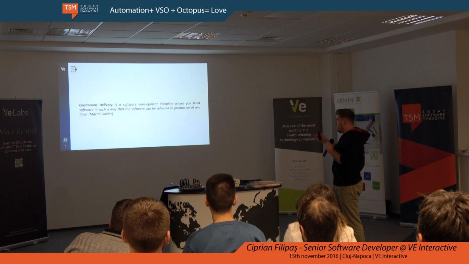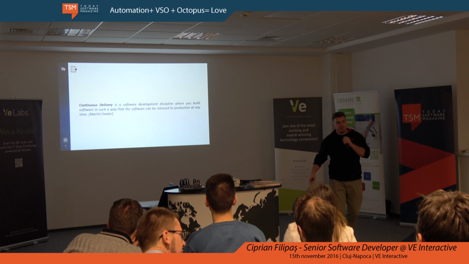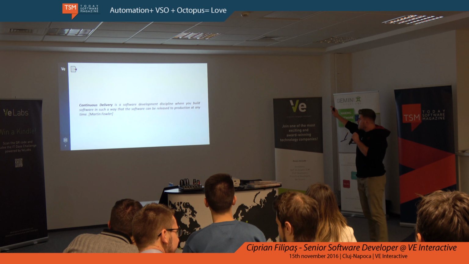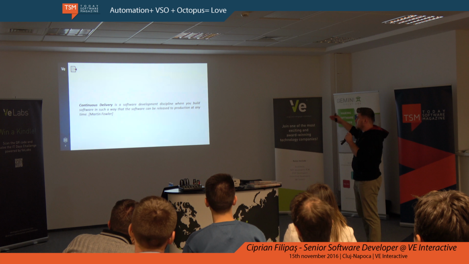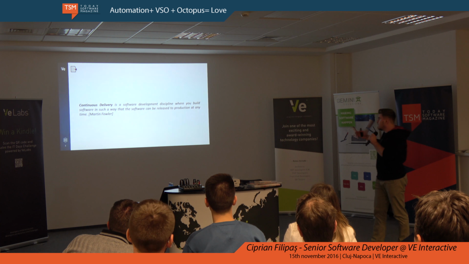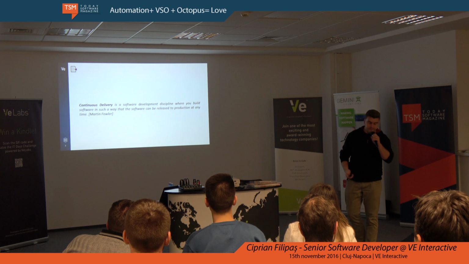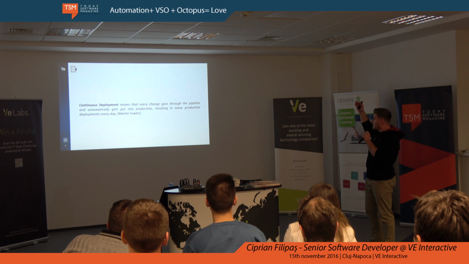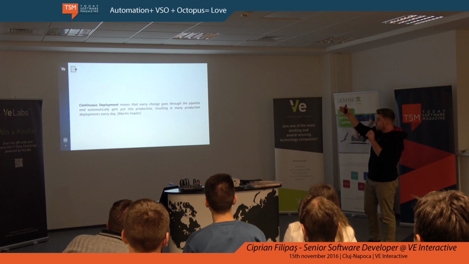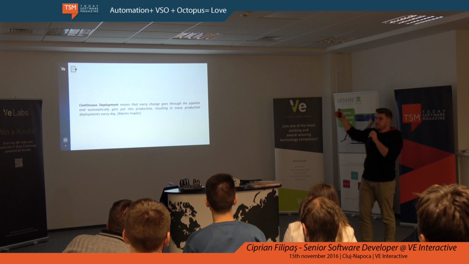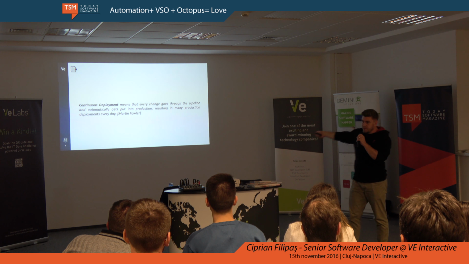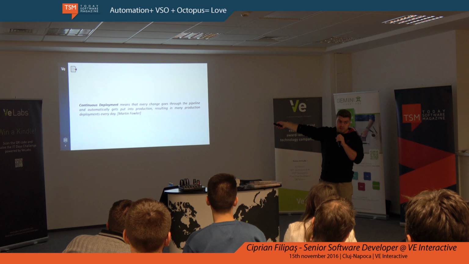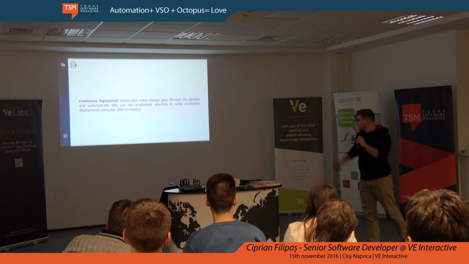So, what is continuous delivery? This is from Martin Fowler's blog, right? It's not something I wrote. It's a software development discipline where you build software in such a way that the software can be released to production at any given time. In contrast to continuous deployment, where every change goes through the pipeline and automatically gets into production, resulting in many deployments each day. We don't really want that in every single project, right? But we're going to try to achieve this with the tool set that I'm going to present.